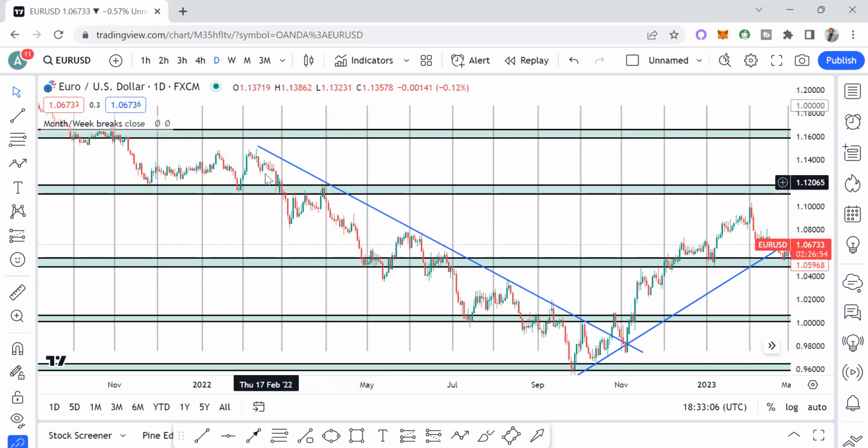you see that, like I said, after this zone was broken, let me annotate this. So this is number one, this is number two, this is number three, and this is number four.